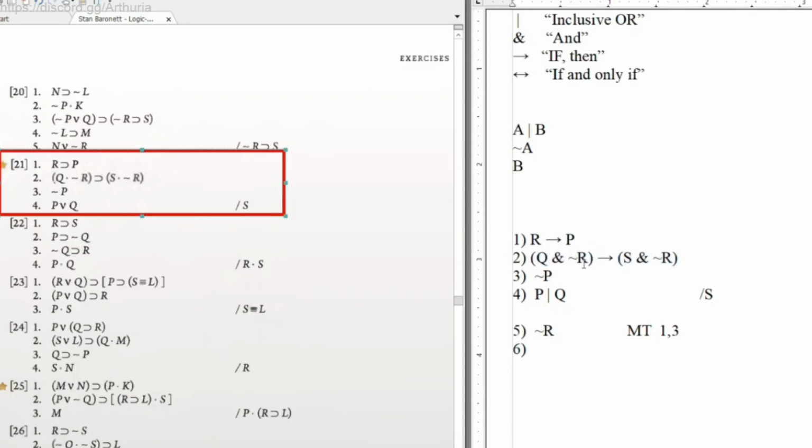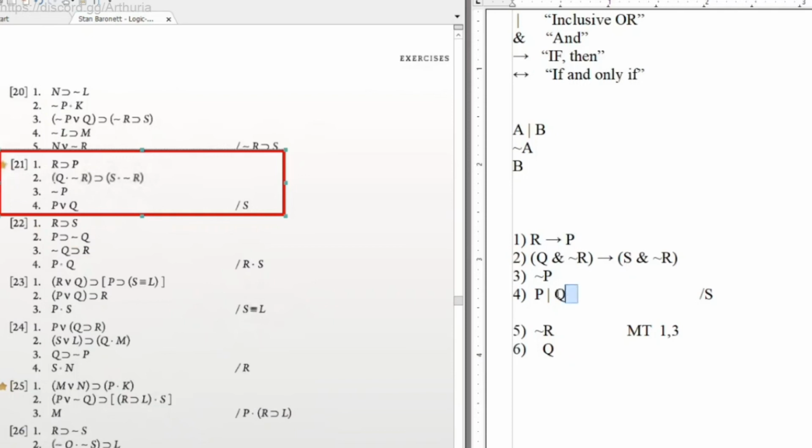So 3 and 4 is the trick. But I'm looking for this guy. So how do I build this guy? Well, I have part of it, right? You don't have 5. Well, you have Q. How do I do Modus Tollens with 4 and 3?